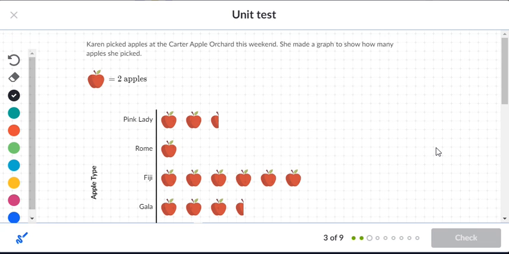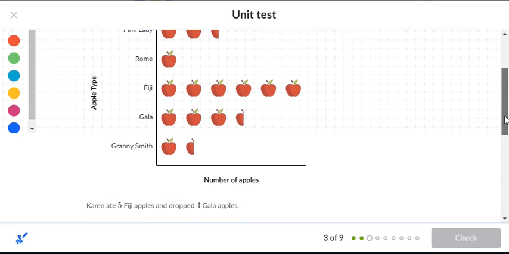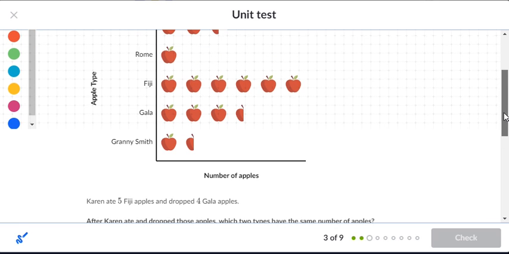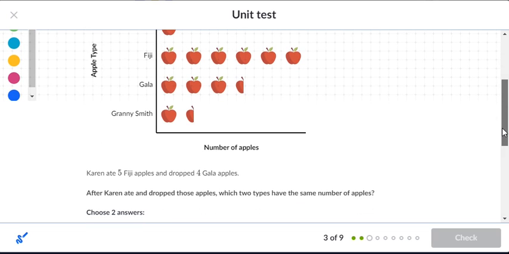Karen picked apples at Carter's apple orchard this week, and she made a graph to show how many apples she picked. Now again, with these, they're fairly simple, but you got to make sure that you understand what the scale is. Each apple you see is a reference of 2. So she ate 5 Fuji apples, because that's one of her type of apples. There's Fujis. And dropped 4 Gala apples.